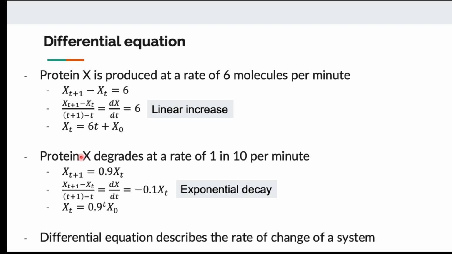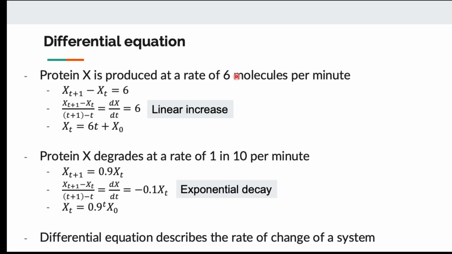So we will think about the fact that protein also degrades. In our cells, we destroy proteins all the time so that it doesn't accumulate. So let's say protein X degraded at a rate of 1 in 10 per minute. So the rate of degradation is not a constant, because if you have more protein, more molecules, you have more chance to degrade them. But if you have few proteins, few molecules, then you don't degrade a lot. So the rate of degradation is not going to be a constant.